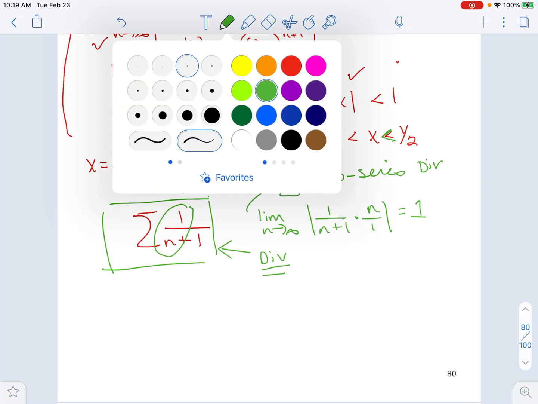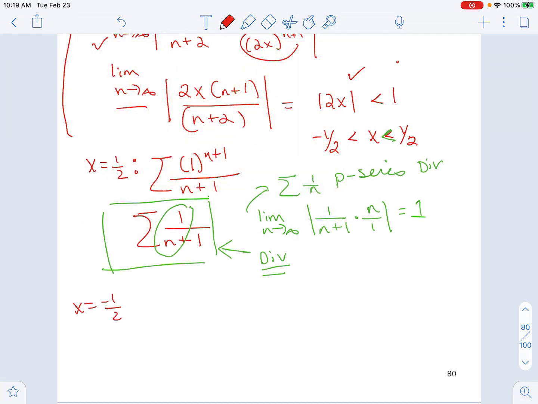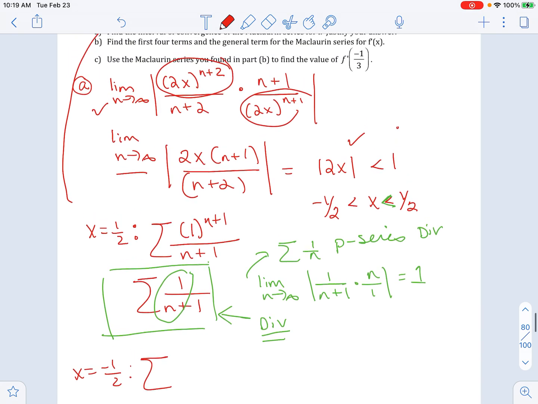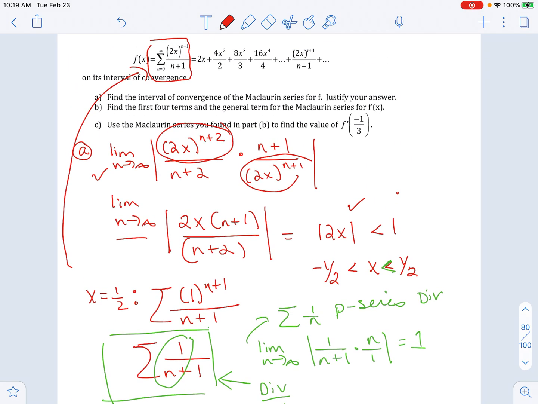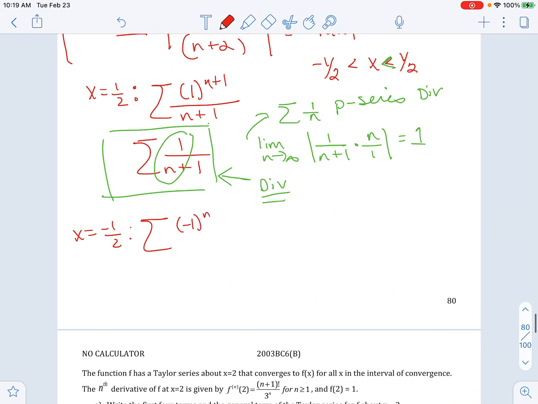Let's see what happens at negative 1/2. At x equals negative 1/2, I'm going to do the same thing. I'm going to go back to the original series, but notice if I plug in negative 1/2 for x, 2 times negative 1/2 is negative 1. So I end up with this. This is an alternating series. And remember, we talked about if you have an alternating series and all you have is n's in the bottom, I know this is going to converge by the alternating series test, because I know the absolute value of the terms will decrease to 0.